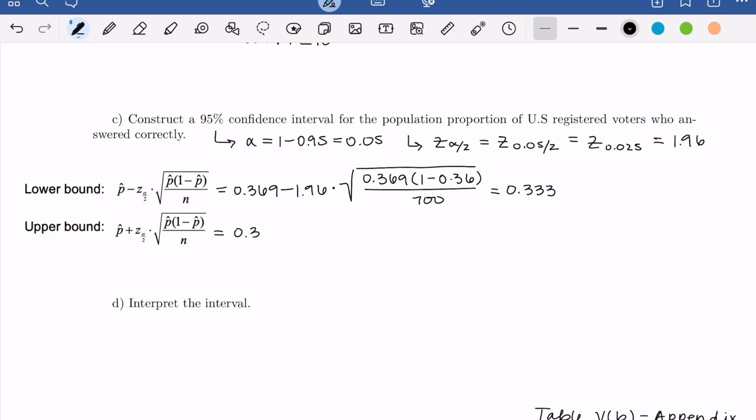We're going to have our p hat value. We're going to add our critical value multiplied by the square root of this guy. Doing so, this is going to give us 0.405. Okay, so that is our lower and upper bounds.